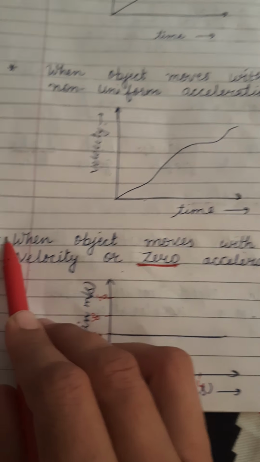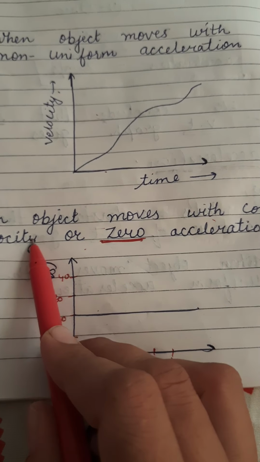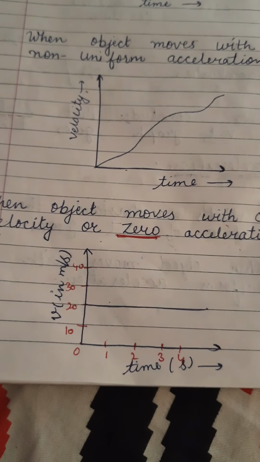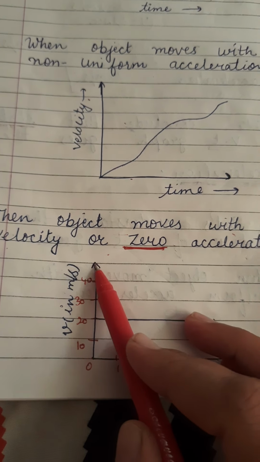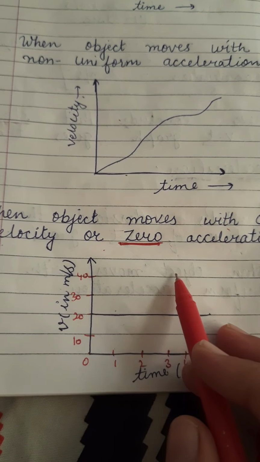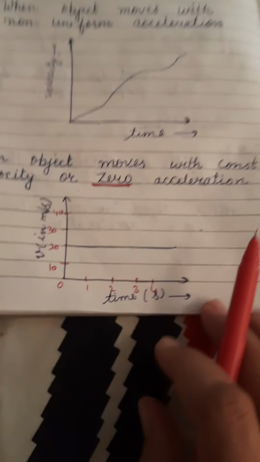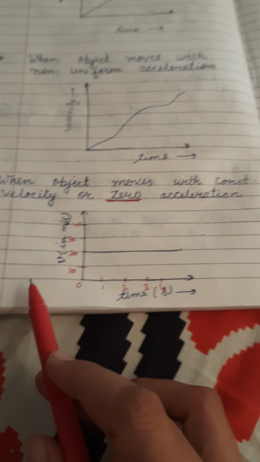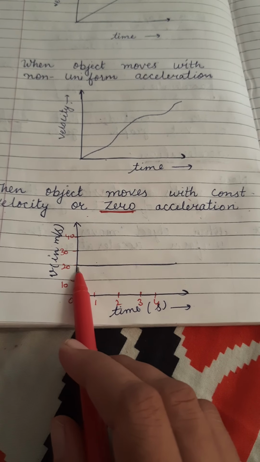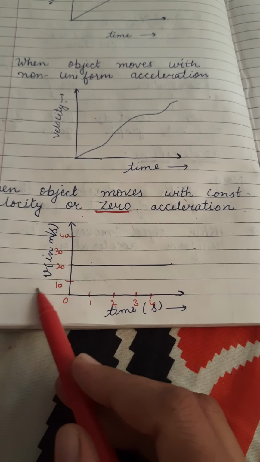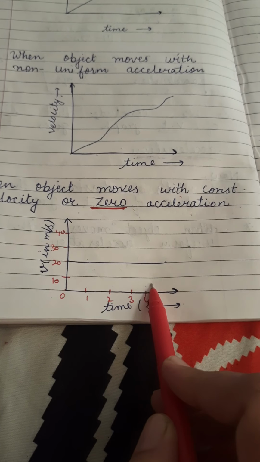But the third case is different, when object moves with constant velocity or zero acceleration. Why have I written this? Because constant velocity means there is no change in velocity, and acceleration is change in velocity with respect to time. That's why this graph shows that object moves with constant velocity or zero acceleration. This is not the graph which represents the object is at rest. But if instead of velocity, distance s is written here, then it represents the object is at rest.